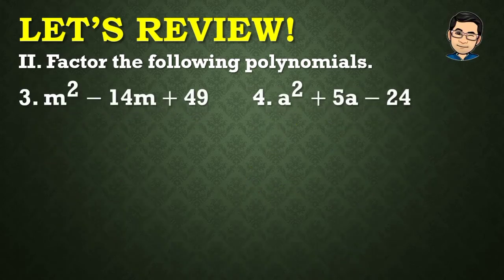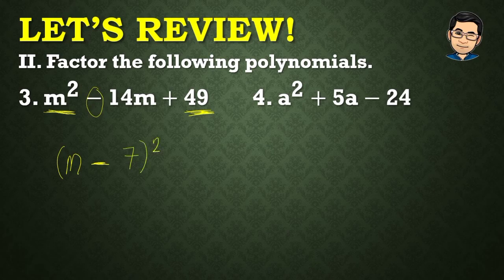Next, we have m squared minus 14m plus 49. So, yung number 3 naman natin is factoring perfect square trinomial. Ifa-factor natin yung first term tsaka yung last term. And then, ang mangyayari, ikakopy natin yung operation ng nasa middle term. So, kapag in-extract natin yung 49, ang sagot ay 7, and then squared. So, paano natin malalaman kung tama ang sagot?